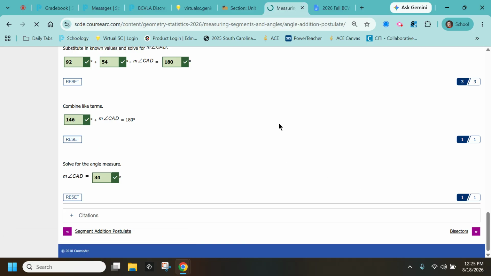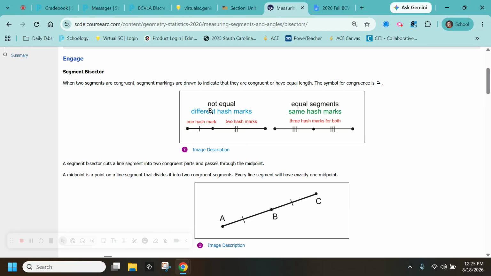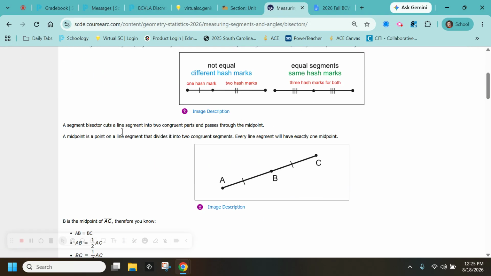Getting into bisectors, angle bisectors. So again, it splits it in half. Segment bisectors are marked with little hash marks, 1 hash mark and 2 hash marks. These are not equal because they have different marks. 3 and 3 means that they are equal segments. So a segment bisector cuts a line into 2 congruent parts and passes through the midpoint. The midpoint on a line divides it into 2 congruent segments.